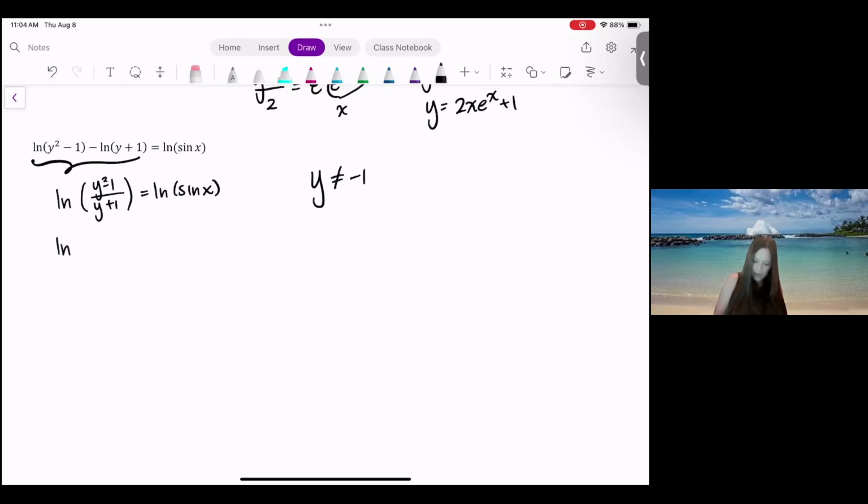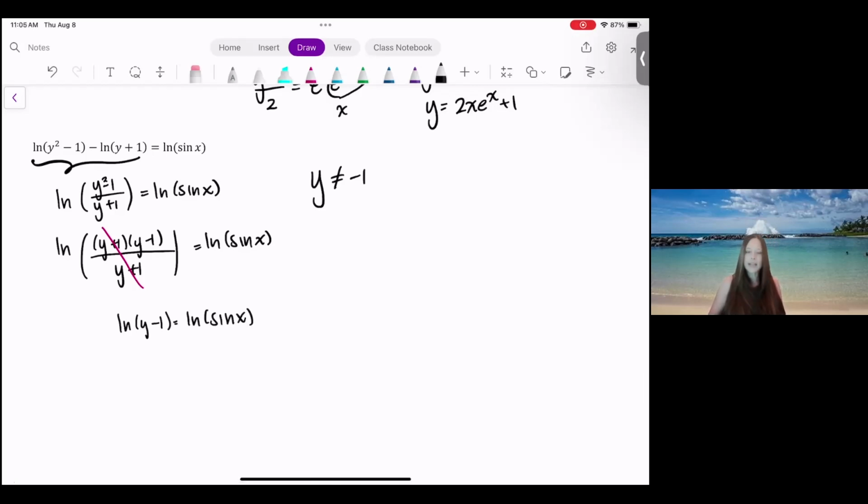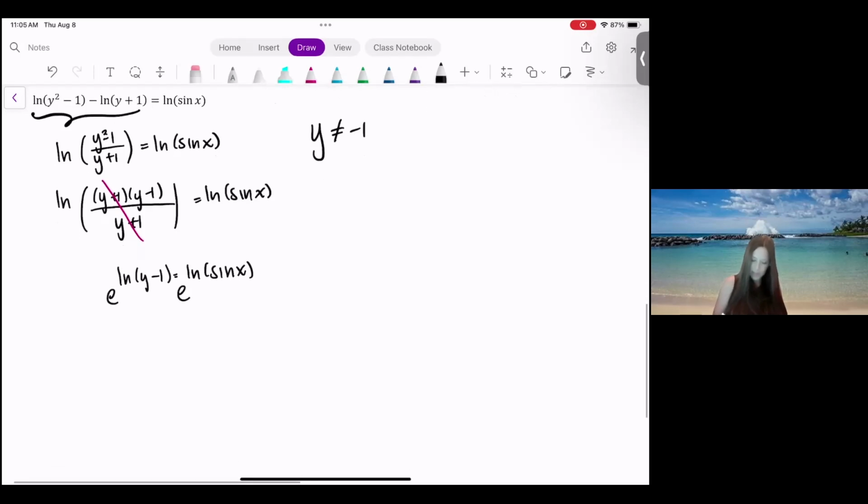I'm going to rewrite that as (y plus 1)(y minus 1), factoring the numerator, over (y plus 1), equal to natural log sine x. The y plus 1's cancel, and that leaves me with natural log of (y minus 1) equals natural log of sine x. I can now exponentiate both sides. That's going to give me y minus 1 equals sine x. Adding 1 to both sides, I get y equals sine x plus 1.